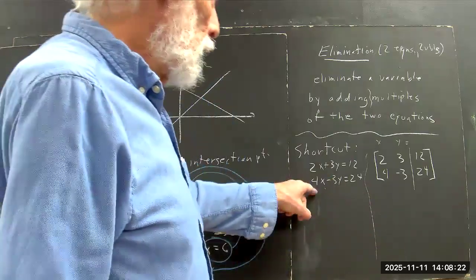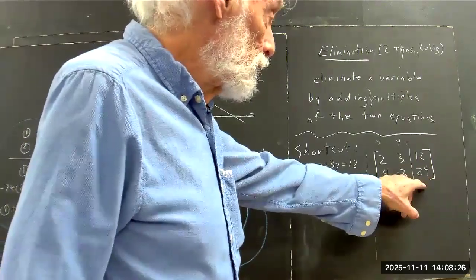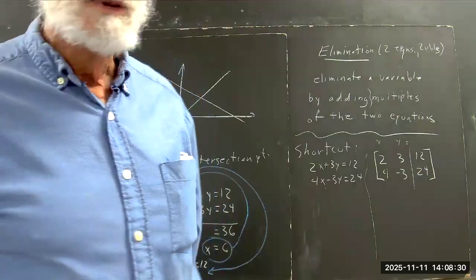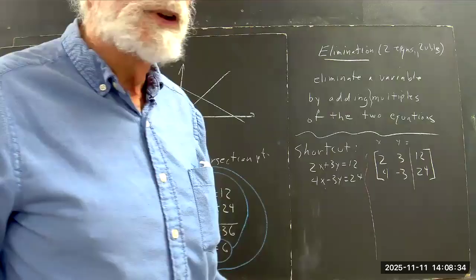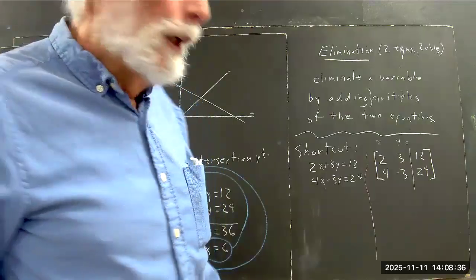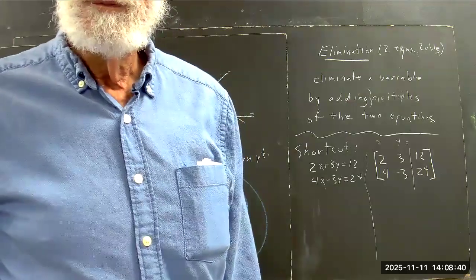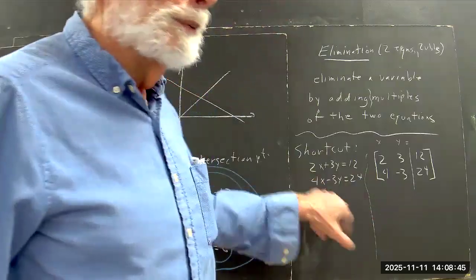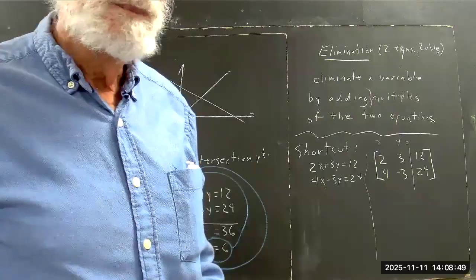So it's very easy to translate this to this. It's very straightforward. We just remember that everything in the first column is a coefficient of X, everything in the second column is a coefficient of Y. Everything in the third column is what's on the other side of the equal sign. The first row is the first equation, and the second row is the second equation. That's it. There's no more to it than that.